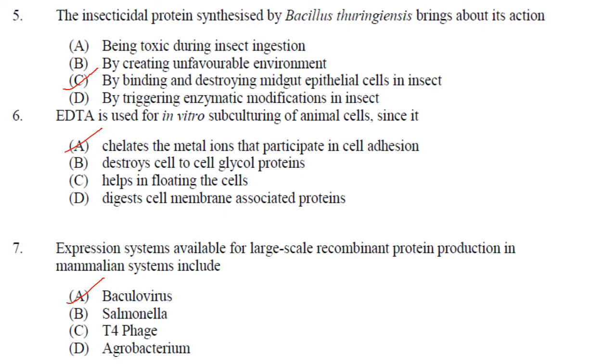Then next one, expression systems available for large-scale recombinant protein production in mammalian systems include. So for mammalian systems it is baculovirus. Answer is option A. Agrobacterium is for plants and T4 phage is for bacteria.